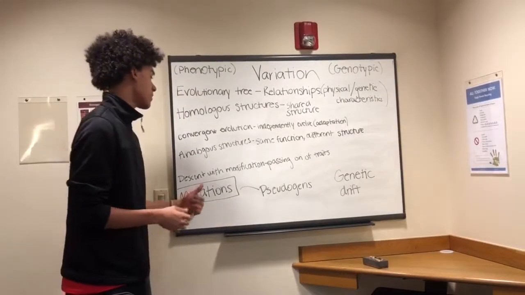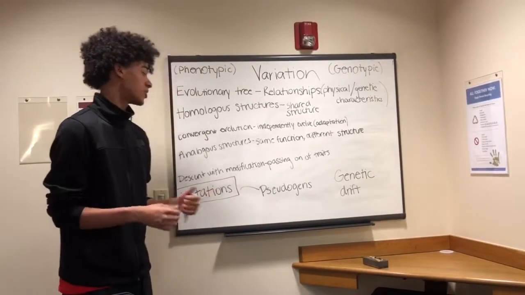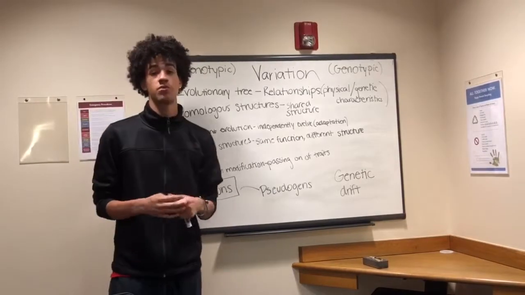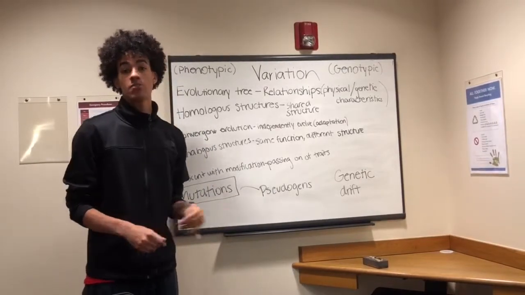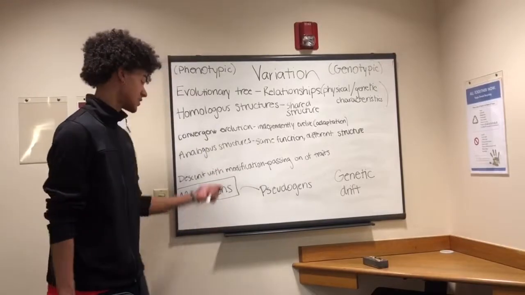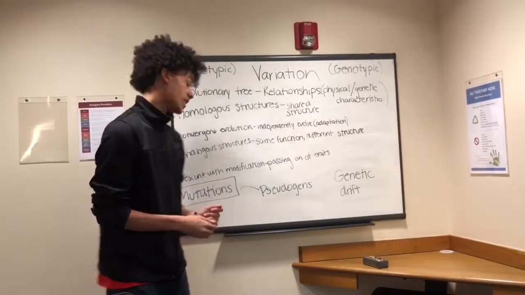Moving on, descent with modification is another term that is key to remember, which refers to the passing on of traits from generation to generation. This is a source of variation.